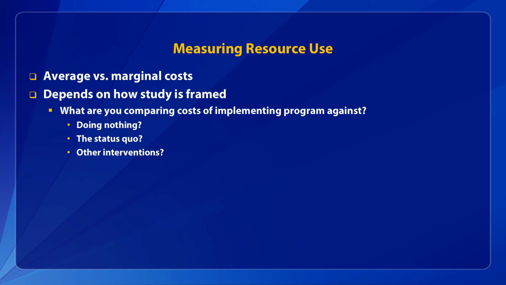implement the add-on. Conversely, you may want to look at the costs of implementing a program in a community where nothing is currently being done to address the same health outcome. In this case, you would want to assess the total costs of the program, or average costs if you will, and compare total costs to some process-level outcome, such as the number of participants.